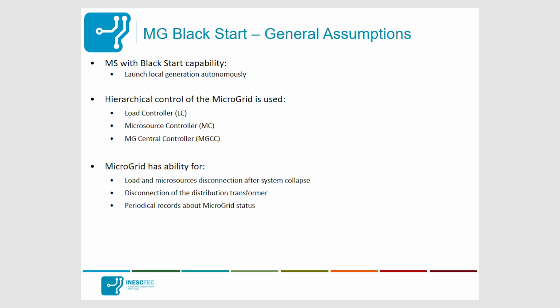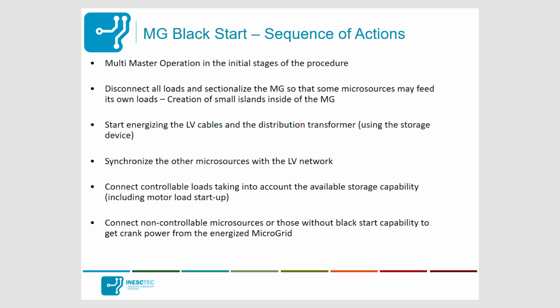And also the disconnection of the distribution transformer. Otherwise, if we keep the distribution transformer on, when the network is energized we have the phenomenon of transformer energization. The energization of the transformer requires reactive power, so this is a transient that we want to avoid. And obviously, it is necessary to periodically record the microgrid status in terms of its operation.